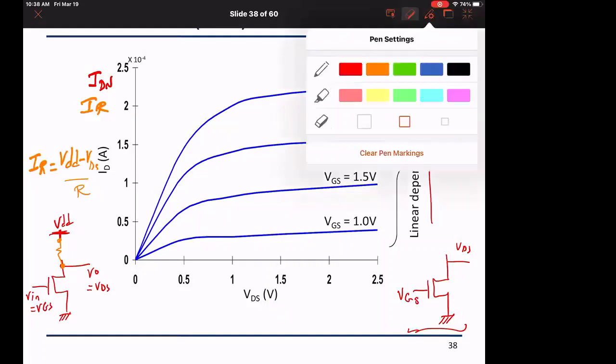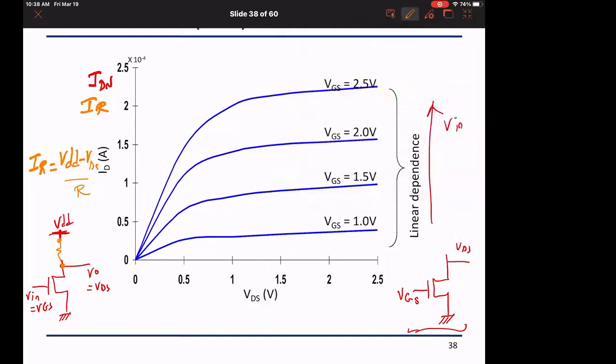So when VDS equal to 0, what is the value of IR? VDD over R, right? And then when VDS equals VDD, what is the value of IR? 0, right? When VDS equal to VDD, the IR will be 0. So really the current of the resistor walks over this line. So at any VDD value or VO value, I can calculate the current and it should fall on this line.